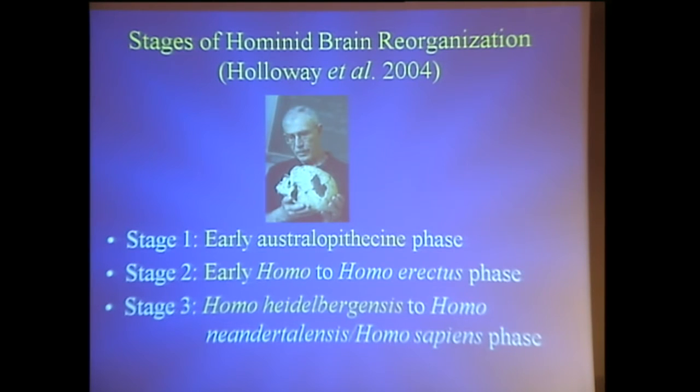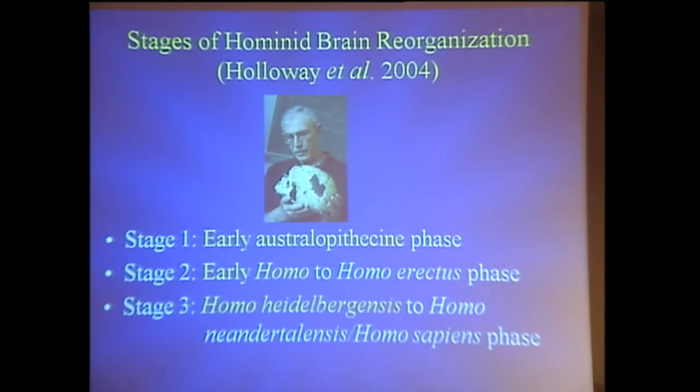Ralph Holloway, we had a conference at the Institute celebrating his career several years ago. He has three major stages of brain evolution: the early Australopithecine phase, and then stage 2 starting about 2 million years ago with the origins of early Homo, and then stage 3 starting about 500,000 years ago or so with Homo heidelbergensis leading to Neanderthals and modern humans.